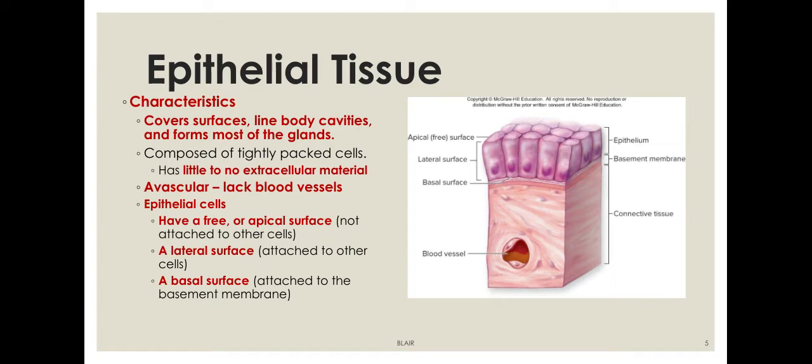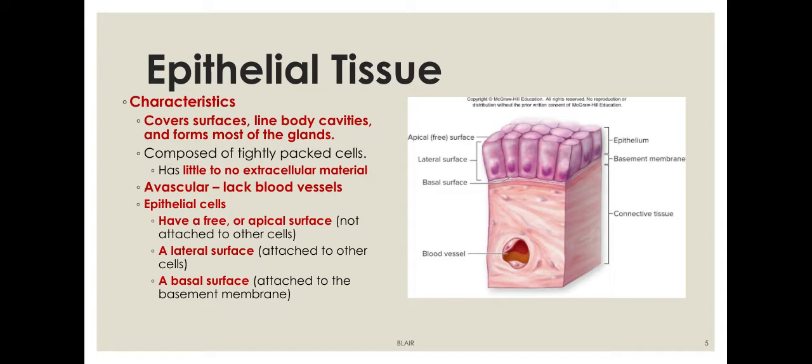Let's first start with epithelial tissue and its characteristics. So what we know is that it's going to cover the surface of the body, line body cavities, and form most of the glands. When we look at this tissue, it's going to be very tightly packed cells, like one right next to the other. So there's very little extracellular space and therefore very little extracellular material. Epithelial tissue is avascular, meaning that it does not have blood vessels.